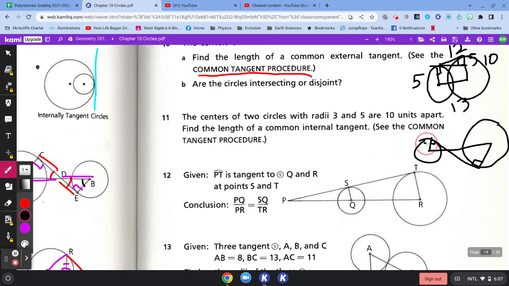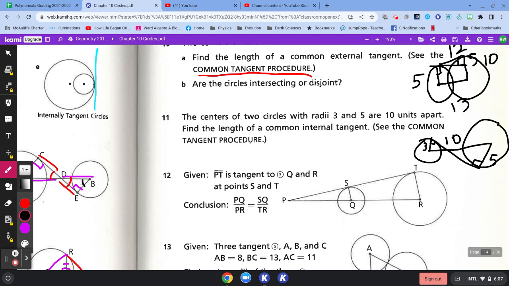We know this is 3, and we know this is 5, and we know this length here is 10. And because the radii are 3 and 5, we know the circles are disjoint. They're not intersecting, so there's a little space between them. And here's our line, our common internal tangent between them. So it's internal because it's between them. So we're going to do a variation of the common tangent procedure.